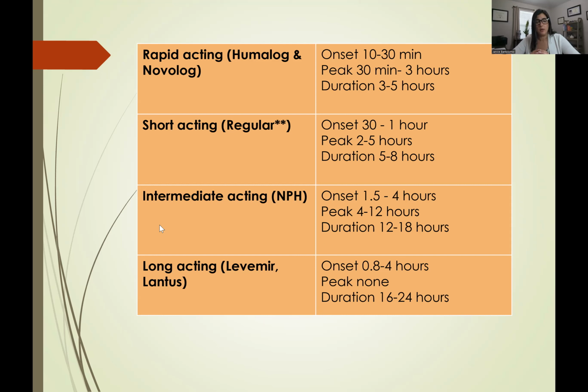A couple of other things I want you to know about insulin: regular insulin is the only insulin that can be given IV, and usually it's combined, like I mentioned earlier, with some intermediate.